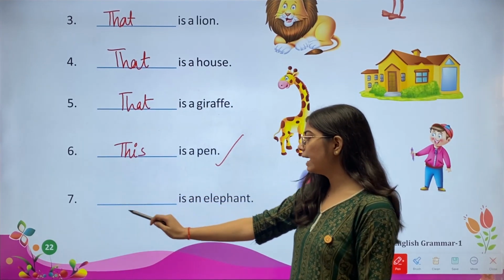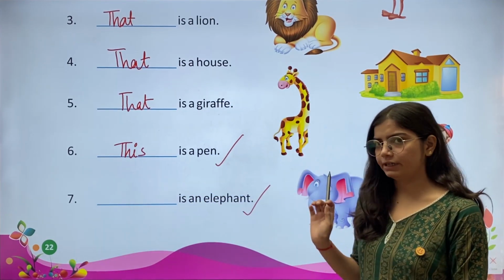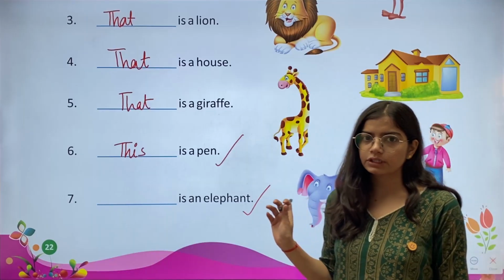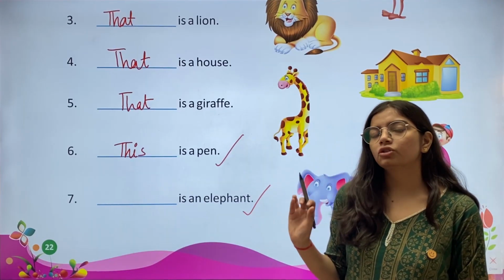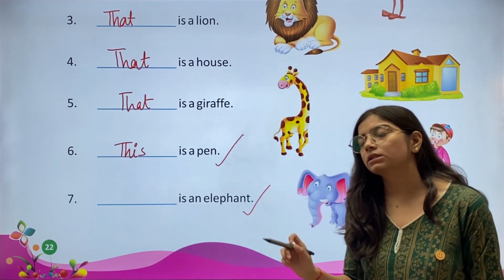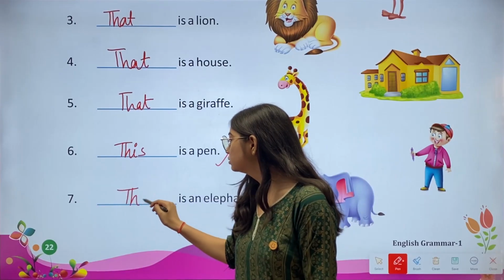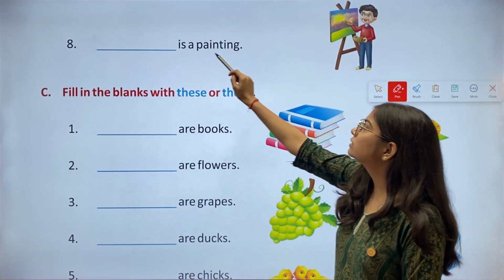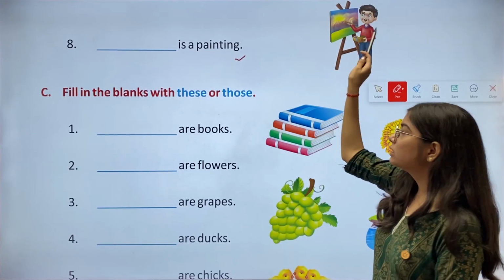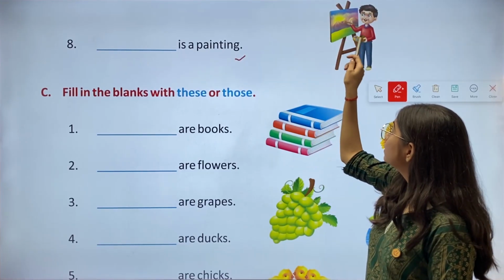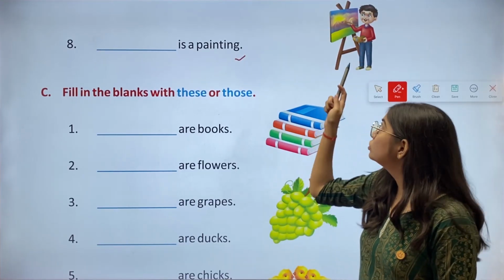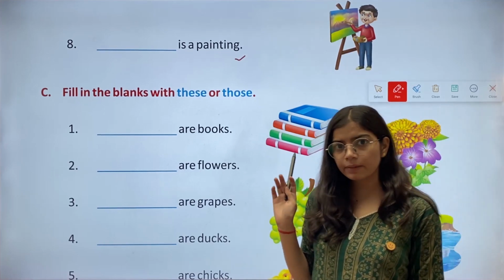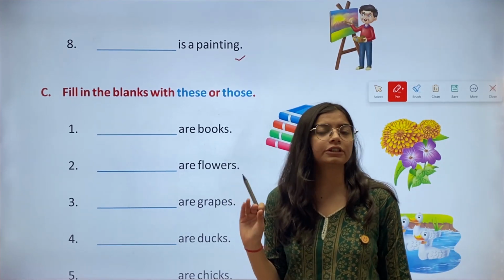Then seventh, dash is an elephant. Here is the elephant which is far away from us. So we use the word that. Then we have the eighth one, dash is a painting. You can see there is a person paints the painting, right? So that painting is near to him. So we use the word this.